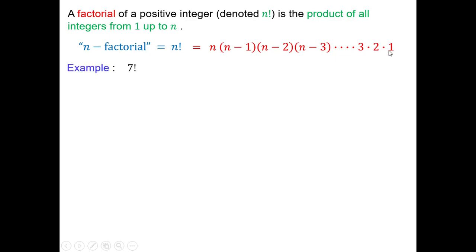So as an example, if we wanted 7 factorial, we would just simply multiply 7 times 6 times 5 times 4 times 3 times 2 times 1. And that value gives me 5,040.